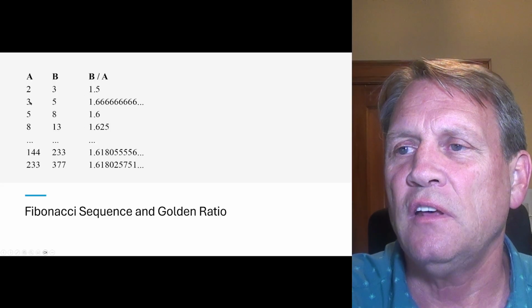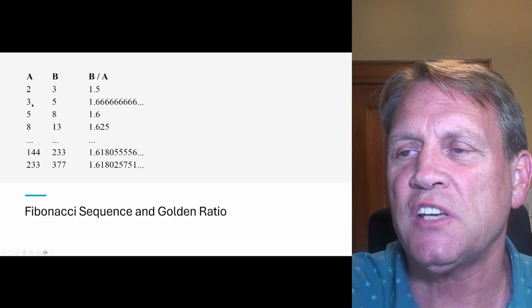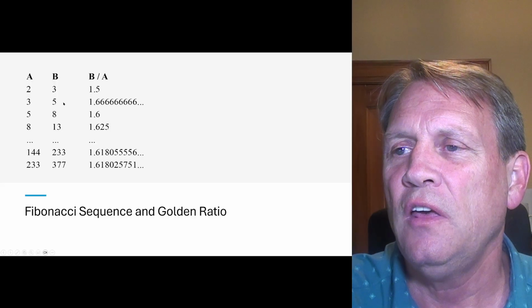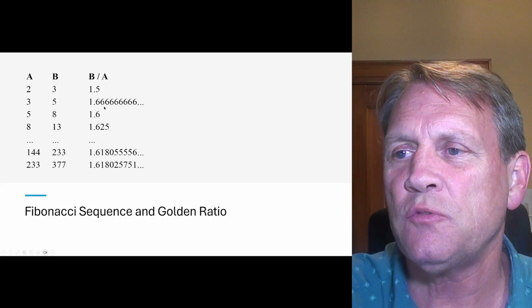And then look at the next two numbers in the sequence. So that would be 3 and 5. 2 plus 3 equals 5. So the next two numbers are going to be 3 and 5. Their ratio, again in order in the Fibonacci sequence, comes out to be 1.6 repeating.